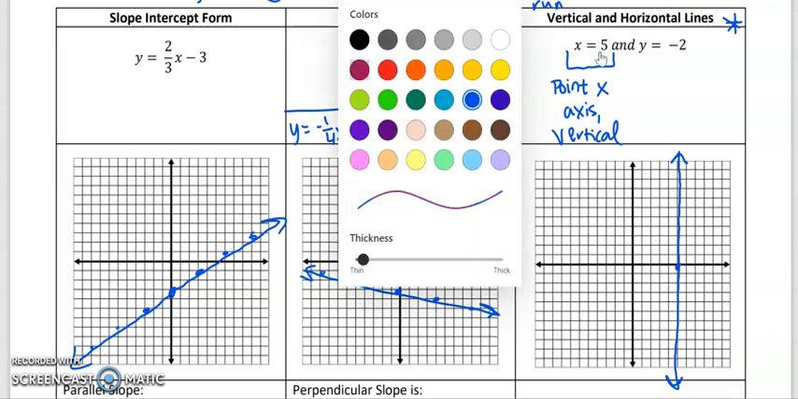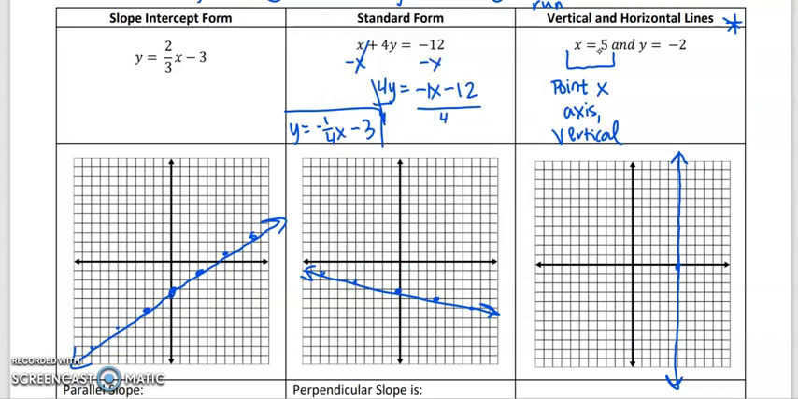Let me change colors. Then, if it's a y equals equation, this means you put the point on the y-axis, and it is a horizontal line.